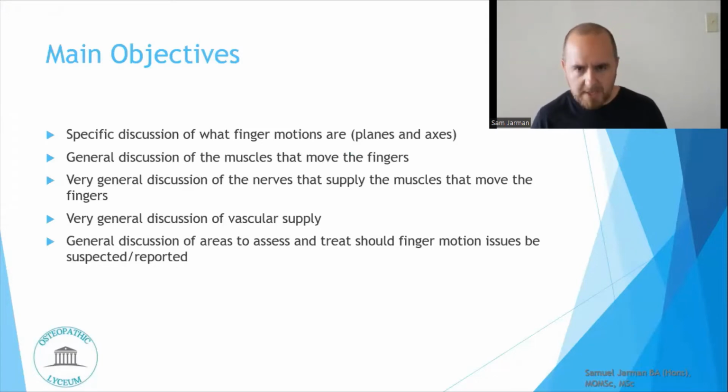axes in the anatomical position, a general discussion of the muscles that move the fingers, a very general discussion of the nerves that supply the muscles that move the fingers, and a general discussion of the vascular supply, so the neurovascular bundle, generally speaking. Then a general discussion of the areas to assess and treat should issues with finger motion be suspected or reported by the patient, or suspected by the practitioner and then reported by the patient.